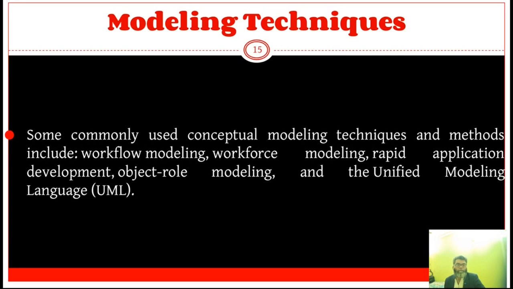Modeling techniques. System modeling is the process of developing abstract models of a system, with each model representing a different view or perspective of that system. It's a means of representing a world view, a detailed view of the system, using some kind of graphical notation. Some commonly used conceptual modeling techniques and methods include workflow modeling, workforce modeling, rapid application development, object role modeling, and the Unified Modeling Language or UML.